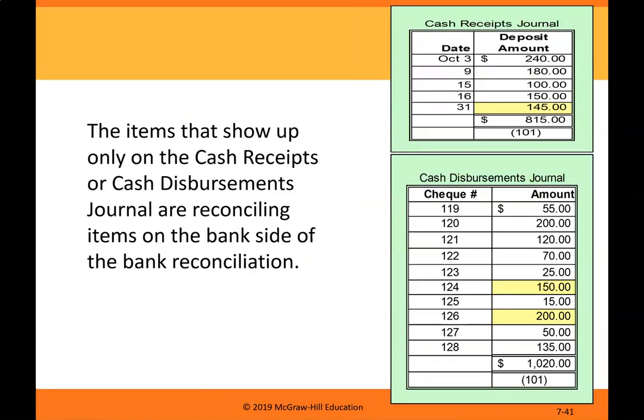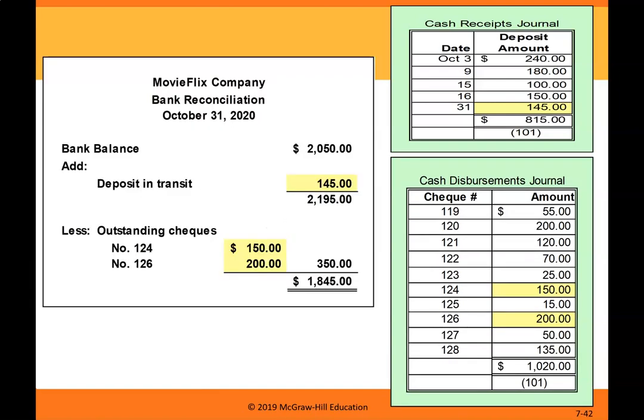The items that show up only on the cash receipts or cash disbursements journal are reconciling items on the bank side of the bank reconciliation. So that's a deposit in transit that probably hasn't cleared the bank until the following month. And these are checks that you've written, but the person you wrote the check to hasn't cashed them yet.